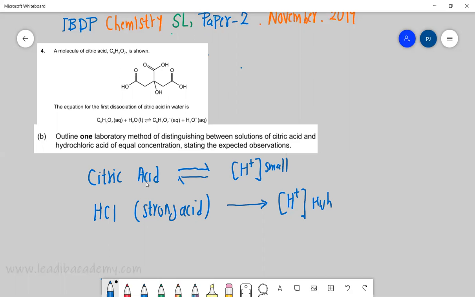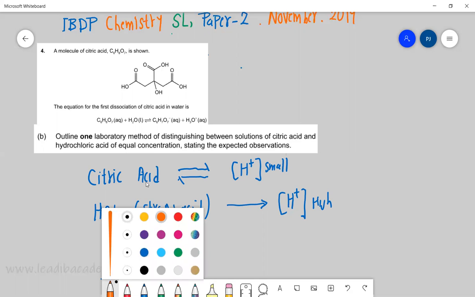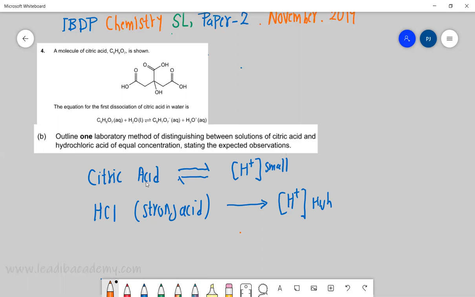So what would be this one? Straightforward. So with this, we can clearly say that lower the H plus, that means high pH. And in this case, low pH. So we can compare their pH. So HCl will have a lower pH. So this is a straightforward test which we can look into.